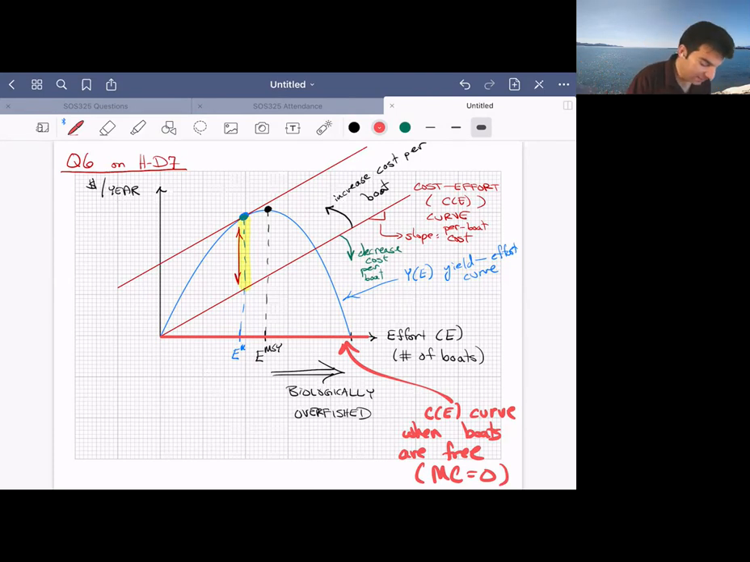Well, if I just take this line here, so I don't even need to necessarily highlight. If I just draw a line parallel to that, I'm just looking for a horizontal line. Where is a horizontal line tangent to the yield effort curve? Well, it is right at the point of the maximum sustainable effort. So it's right here. So E MSY corresponds to E star in this case.